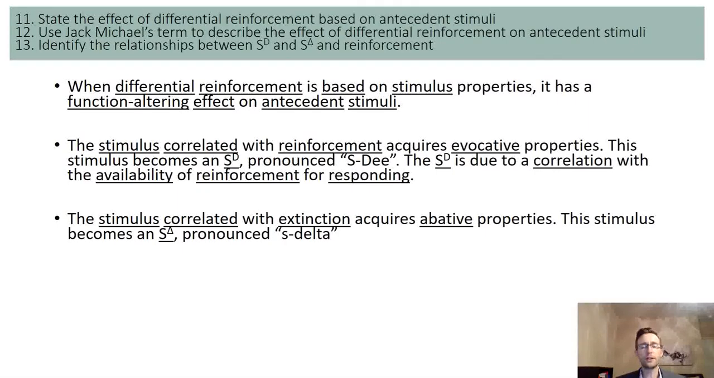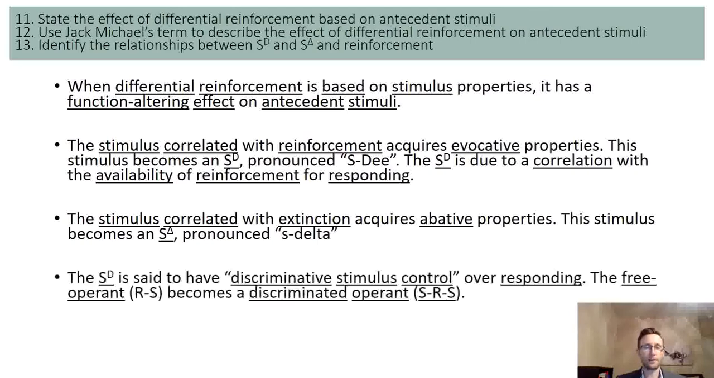The stimulus correlated with extinction acquires abative properties. So this stimulus becomes an S delta. It's pronounced S delta. That's because in the past, in the presence of this stimulus, the S delta, if the response occurred, the reinforcer was not produced or did not occur. This is an extinction condition. The reinforcer is withheld if the behavior occurs in the presence of this stimulus, this S delta.